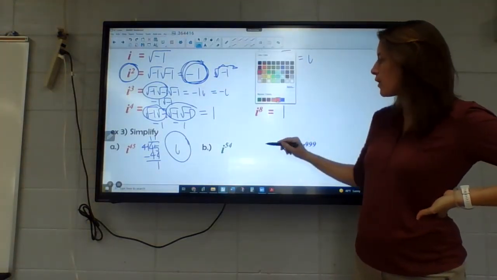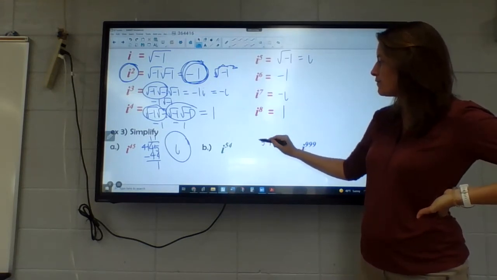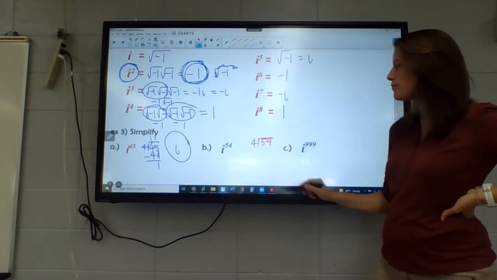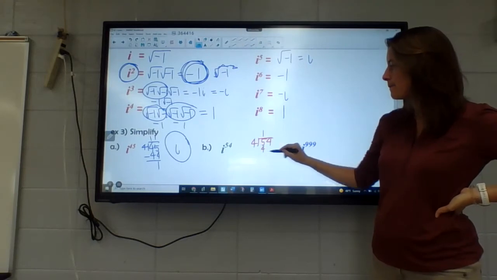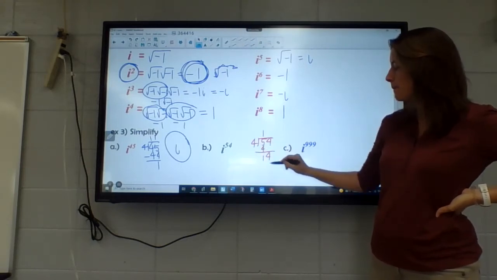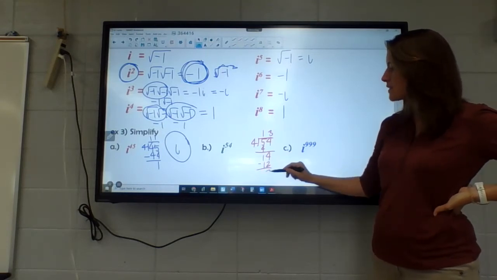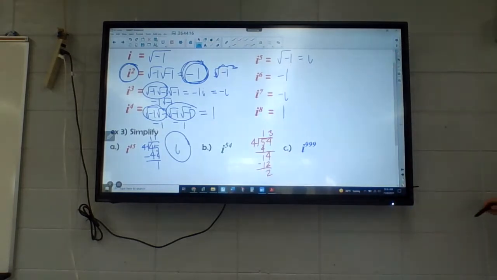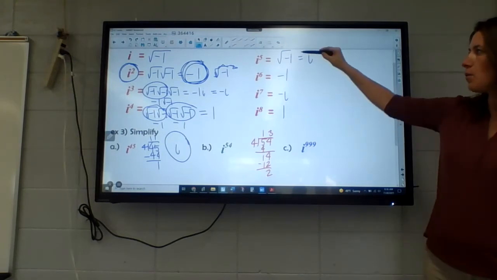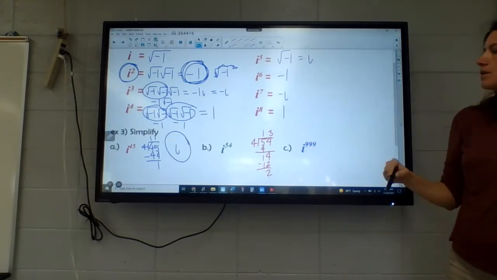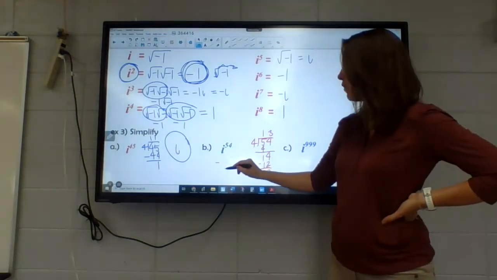The 54th, again, figure out where it is in the multiples of 4. This goes in 3 times. This one has a remainder of 2. So 4, and then we go 1, 2. So we'd be at -1.